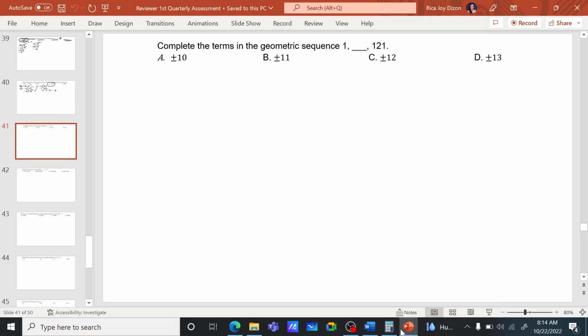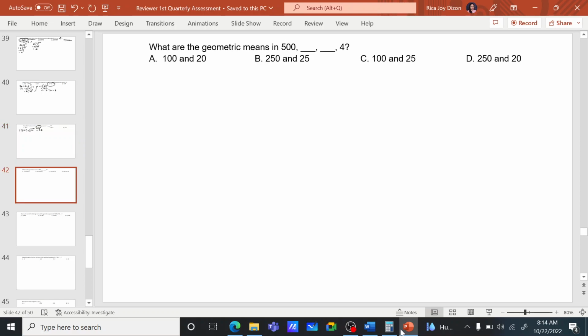Complete the terms in the geometric sequence 1, blank, 121. We can get the missing geometric mean by multiplying 1 and 121. That gives us 121, and we get the square root of that. It's positive and negative 11. That's the missing mean.